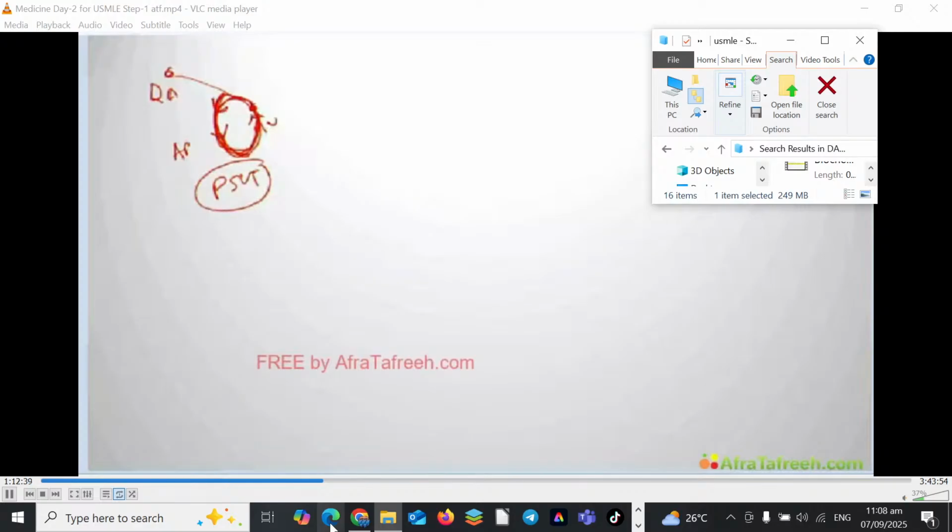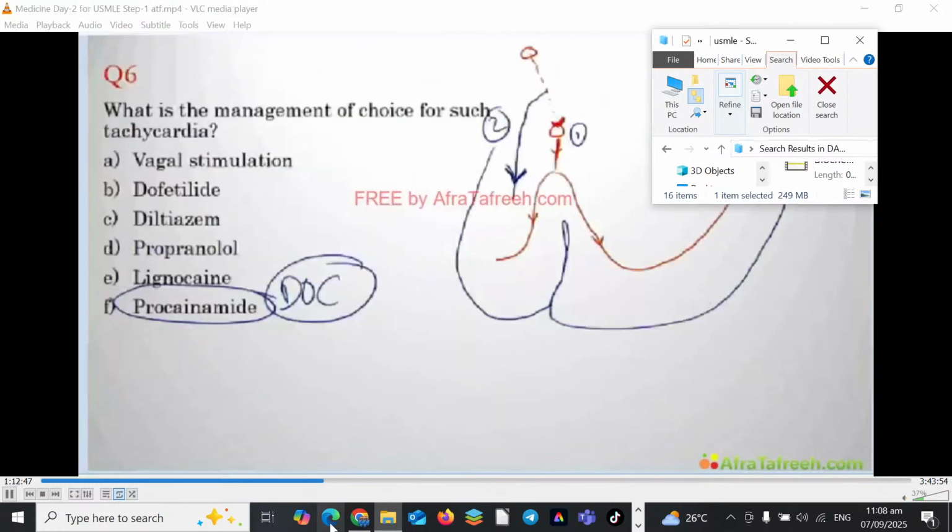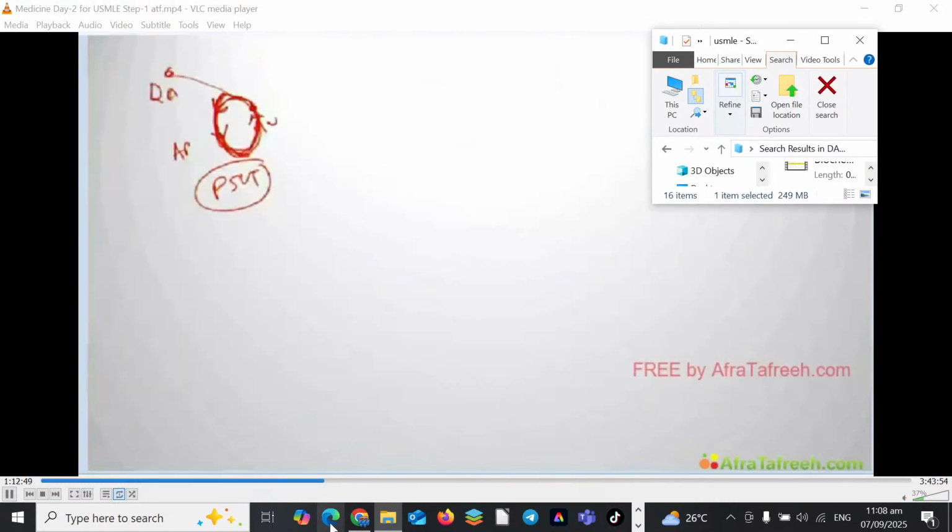Even if this patient has WPW, even if there is WPW, this patient will benefit from a nodal blockade. Nodal block is required in this condition. Okay?